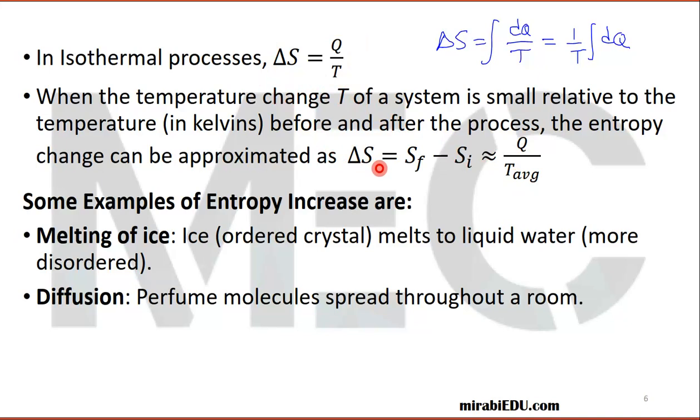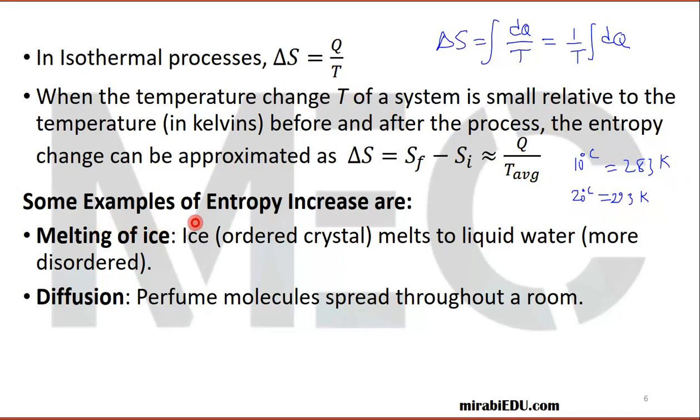So when temperature changes are small relative to the Kelvin temperature, for example, assume that temperature goes from 10 degrees Celsius to 20 degrees Celsius. So 10 degrees Celsius is 283 Kelvin. 20 degrees Celsius is 293 Kelvin. So it's not a great change in absolute temperature, so we can take the average temperature here and use the same formula. Okay.